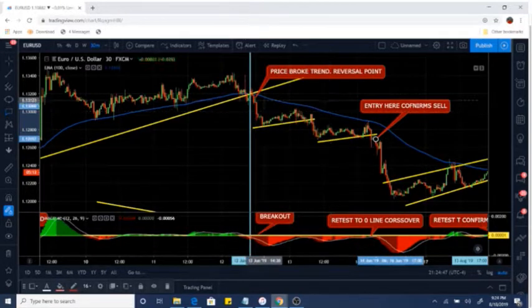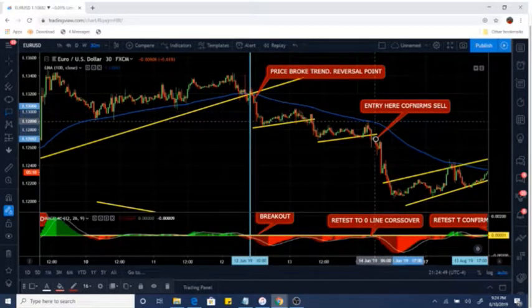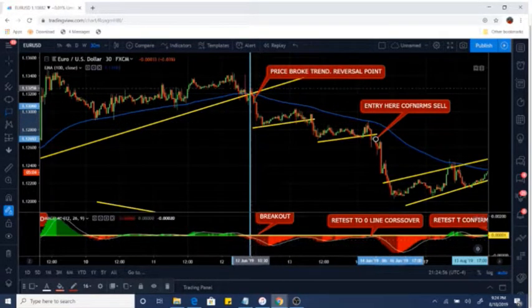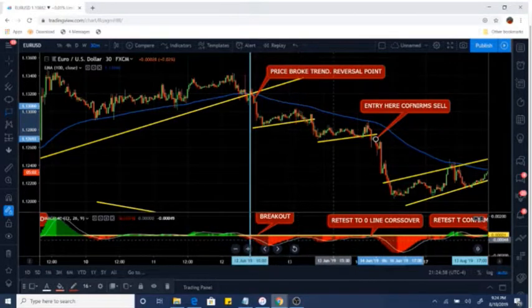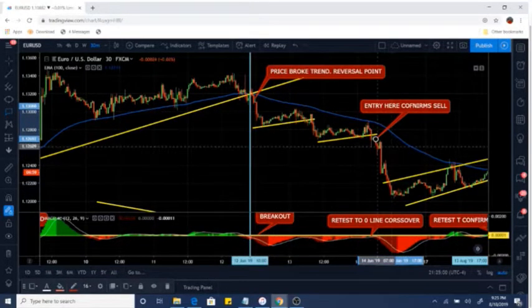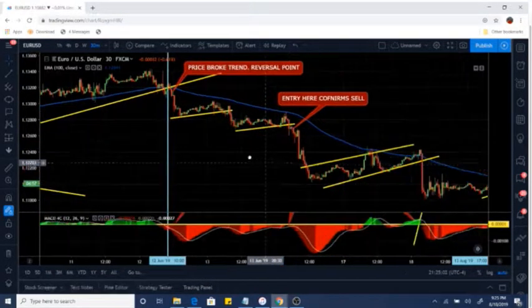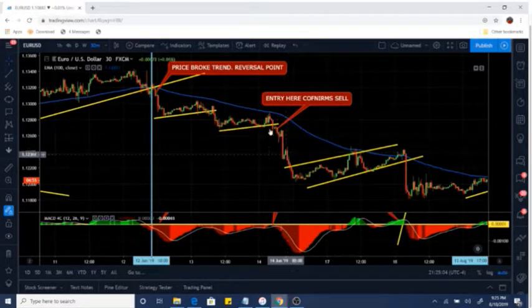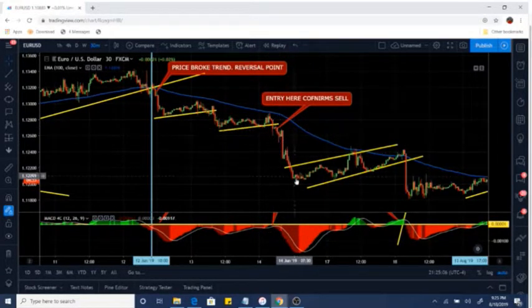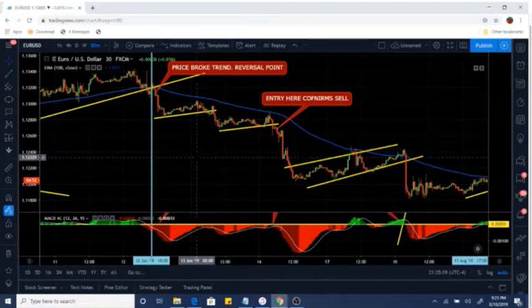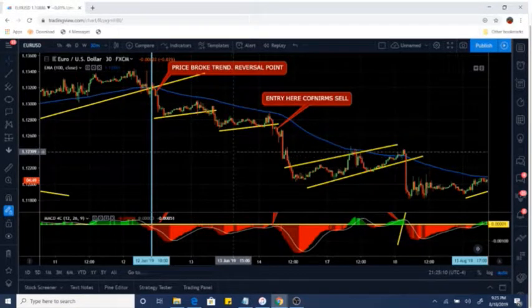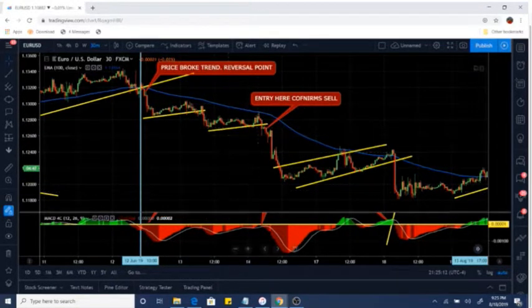Price is underneath my moving average. That's multiple confluence right there. Confirmation in a downtrend, my MACD crossover already happened. So I'm confident taking this trade. You see that? I'm confident taking this trade. When the market is in a true downtrend or a true uptrend, you will always get a retest.